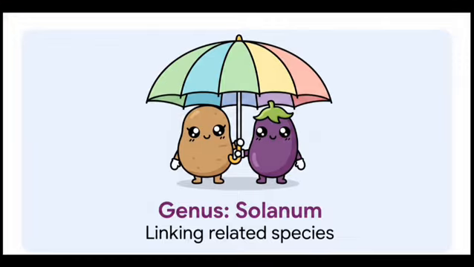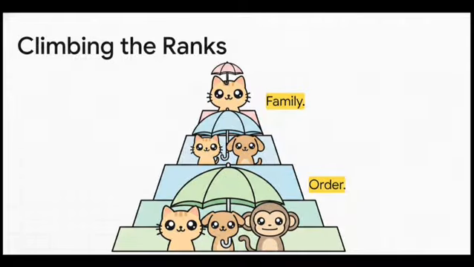Now, stepping up just one rung, we hit the genus. A genus aggregates closely related species that have more characters in common with each other than they do with species of other genera. Look at the potato, which is Solanum tuberosum, and the brinjal, or eggplant, which is Solanum melangena. It is absolutely fascinating when you realize they are two completely different, distinct species, yet they share so many fundamental features that they get grouped under the exact same genus, Solanum. Let's see how this rapidly builds up the middle steps of our ladder.